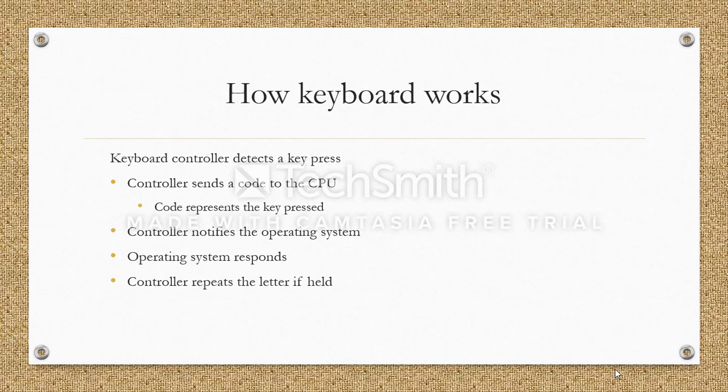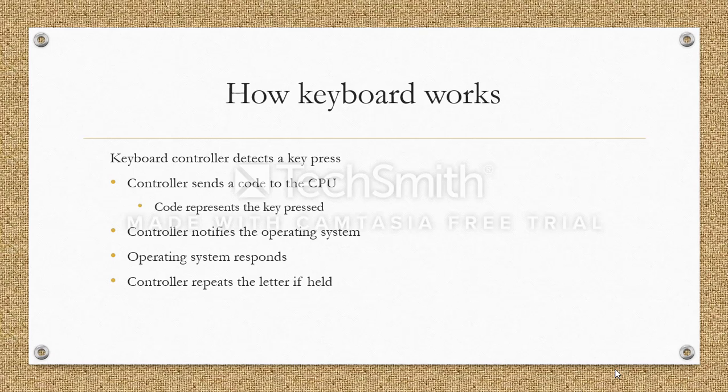How does a keyboard work? Actually, what is a keyboard? Keyboard is the most commonly used input device. It is mostly used to enter text and numerical data into the computer. The buttons on the keyboard are called keys. The keyboard contains keys for all alphabetic characters, numerical digits and special characters. It also contains some special keys known as function keys, and the keyboard controller detects a key press.